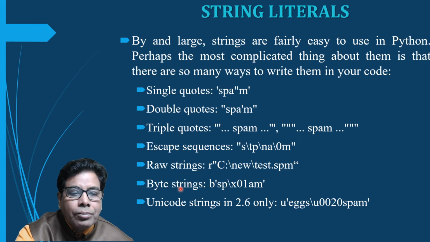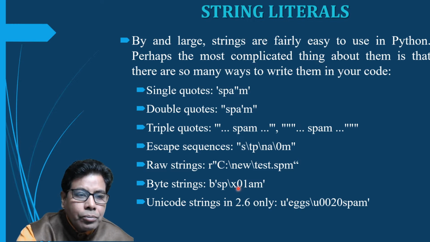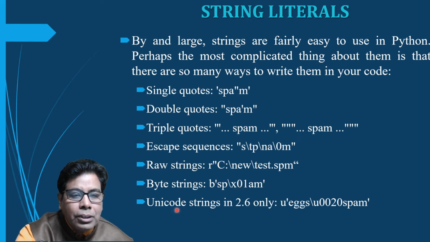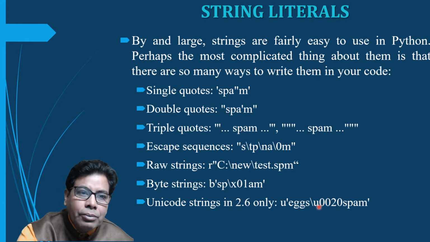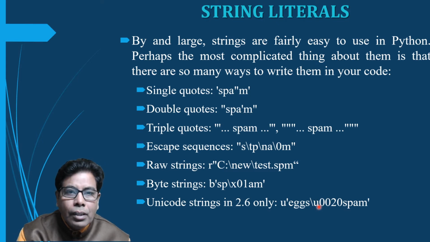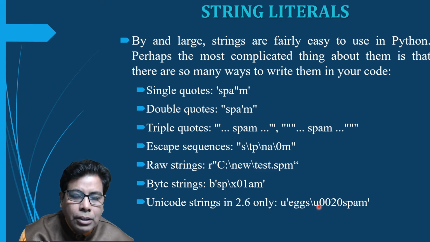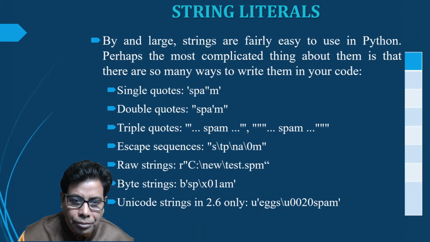Then the byte string. A byte string starts with b, and whatever you put in the quotes will be in the form of bytes. Then the Unicode string. This is used only in the 2.6 version of Python. It will start with u, and then whatever you put in the single quotes will become a string. So these are the ways in which we can represent strings in Python.